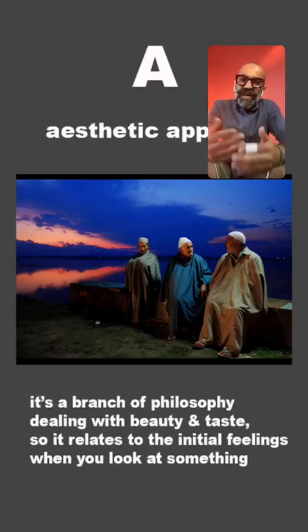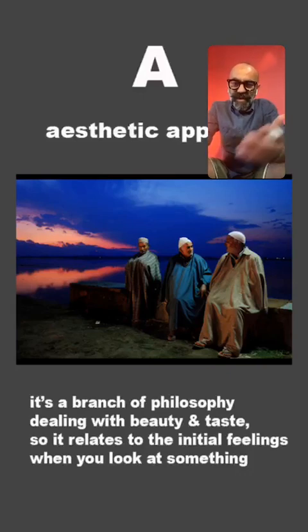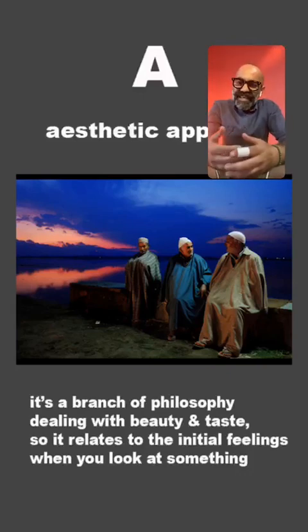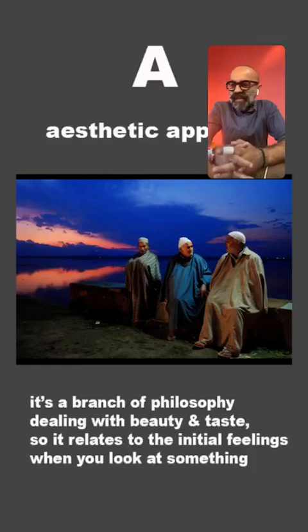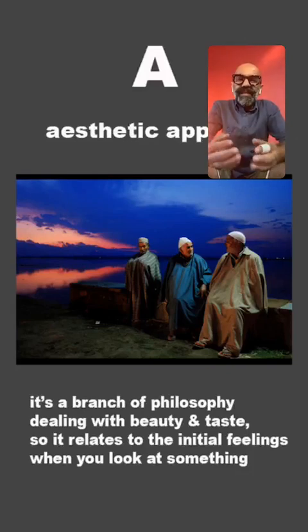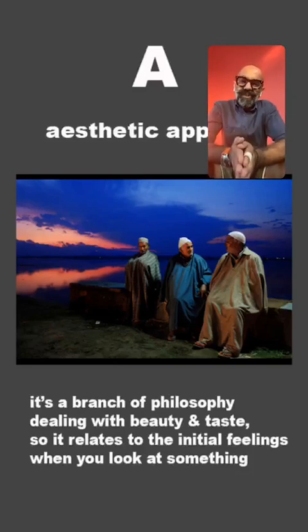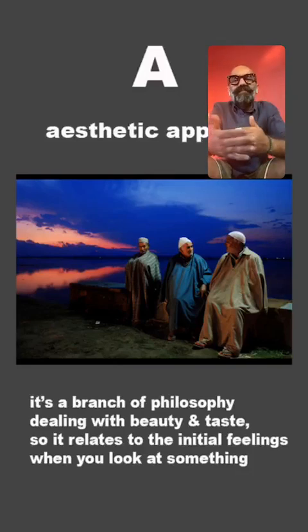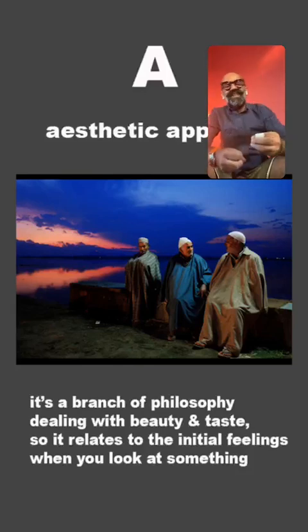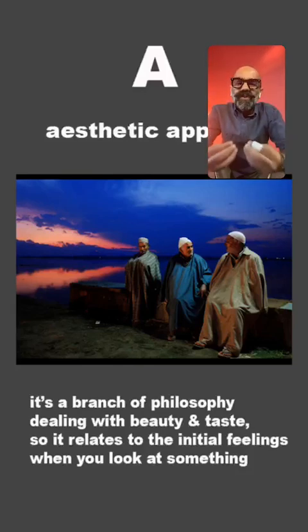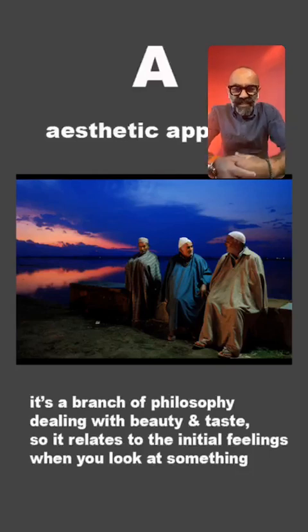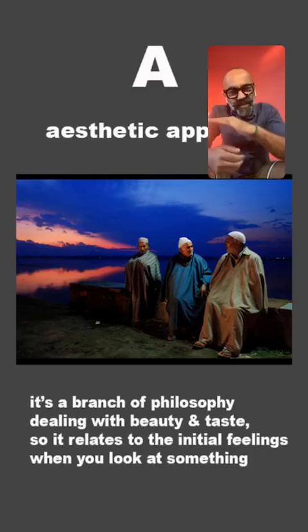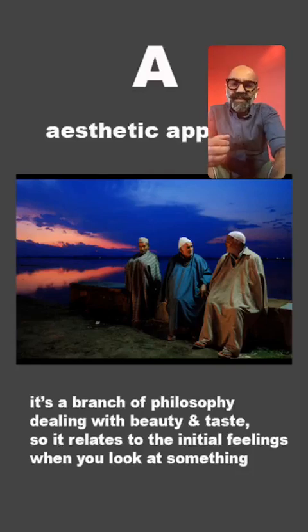So I'm going to be teaching you A to Z of street photography, where A is the aesthetic appeal. Aesthetic appeal is a branch of philosophy dealing with beauty and taste. It relates to the initial feelings when you look at something. When you look at a shot, there is always a feeling that makes you want to take that shot. So whenever you look at a frame, try to make a shot which creates that feeling inside you and you want to make that shot. So that is aesthetic appeal for you. It should be balanced, it should look straight, and it should make you enter the frame.